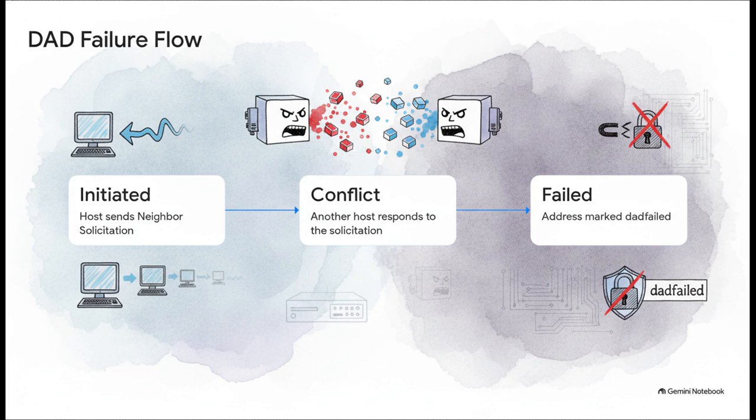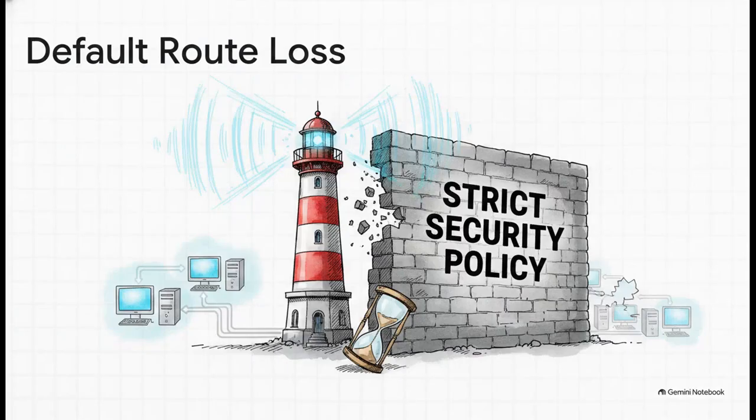Why does this happen? Usually it's because a MAC address got cloned on a virtual machine, or maybe a rogue device responds during the sequence. If you ever see an address flagged as DAD failed, this 3-step silent drop is exactly what hit you. Next up, default route loss. Look, in IPv4, we had DHCP leases. We understood them. But IPv6 relies entirely on periodic router advertisements, or RAs, to maintain a default gateway. There is zero explicit gateway renewal.